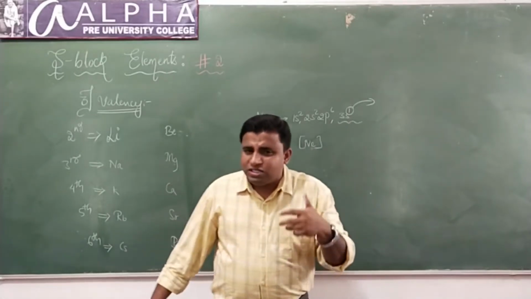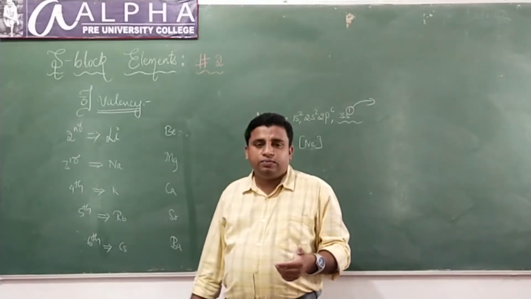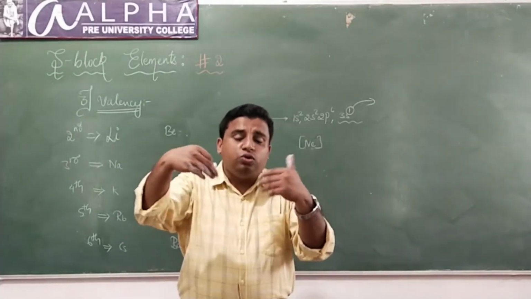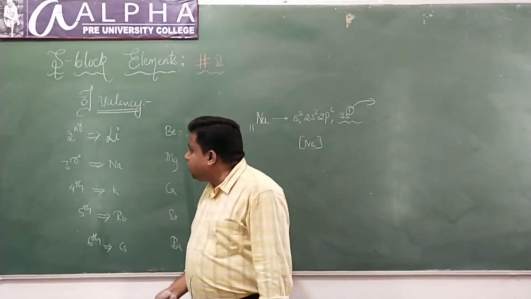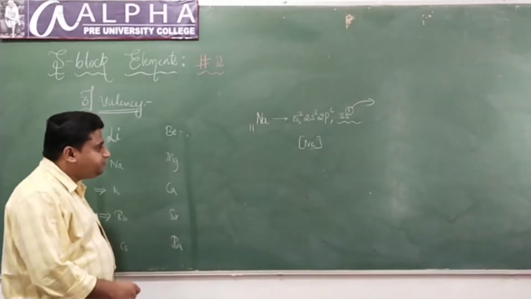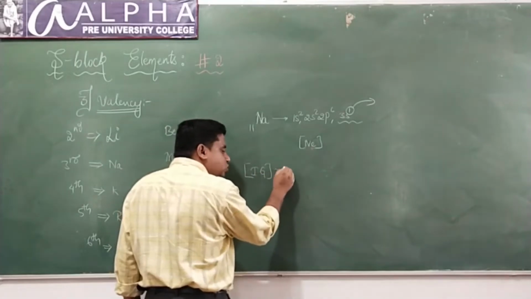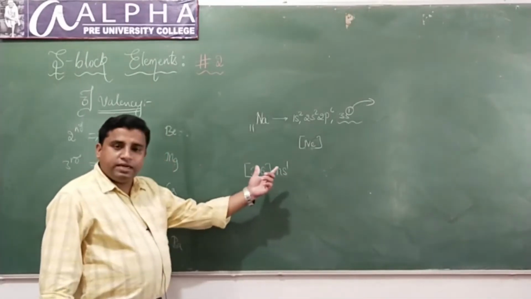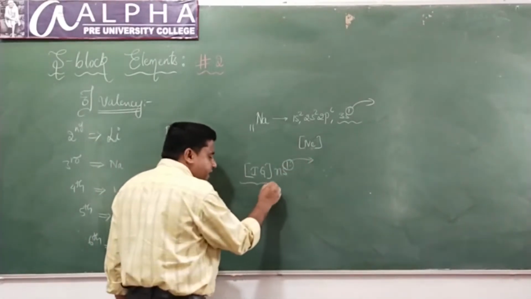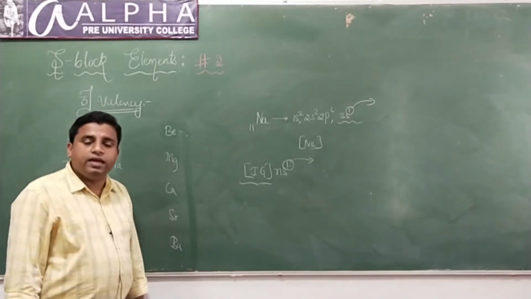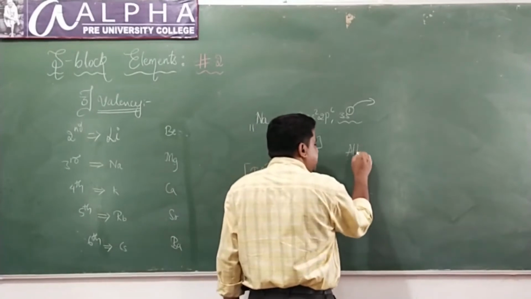Now, the same thing happens with all alkali metals. Instead of waiting for somebody to give the electrons, they themselves lose their outermost electron. What was the general outer electronic configuration of alkali metals? It was inert gas core ns1, isn't it? Now, upon losing this 1 electron, all alkali metals will get inert gas configuration.